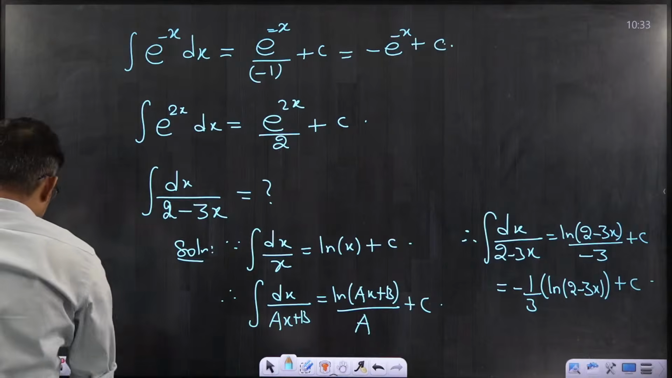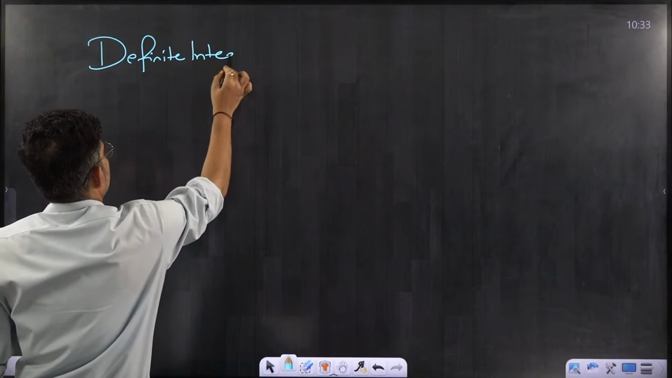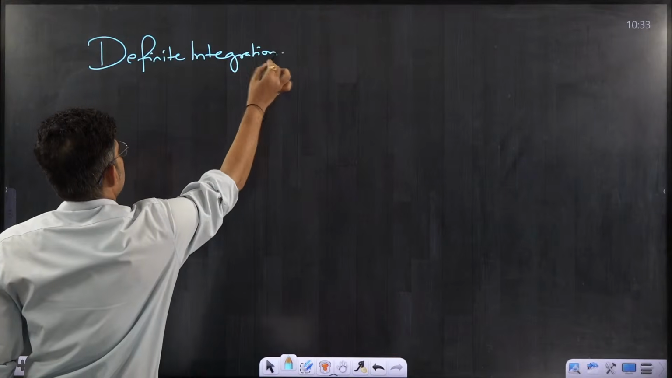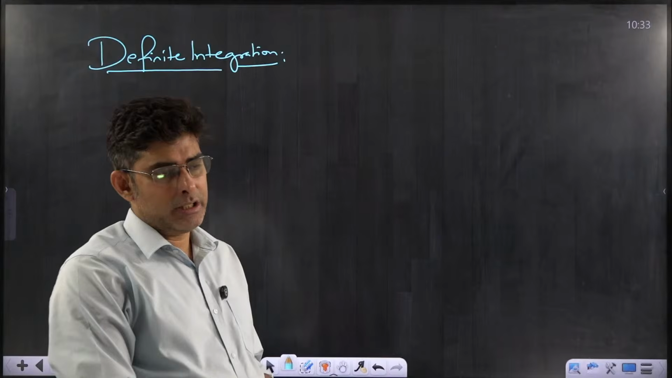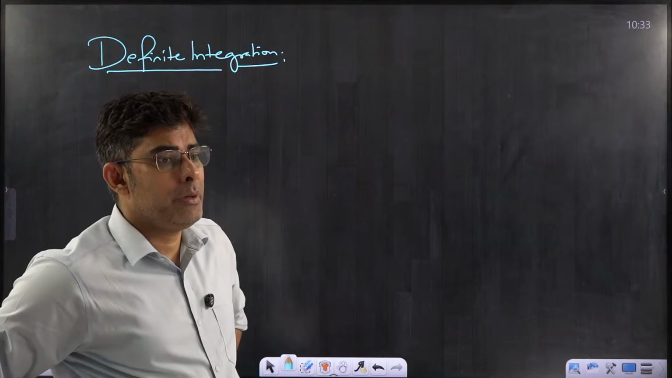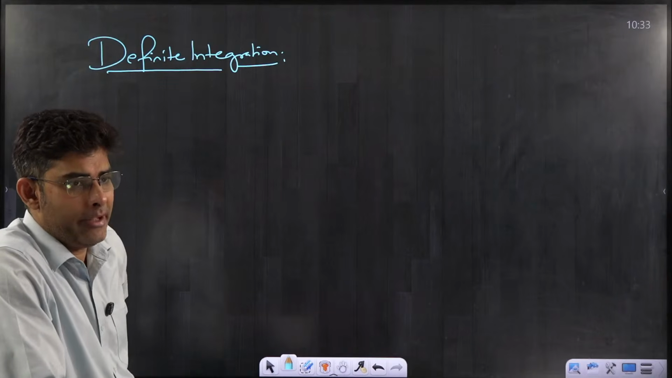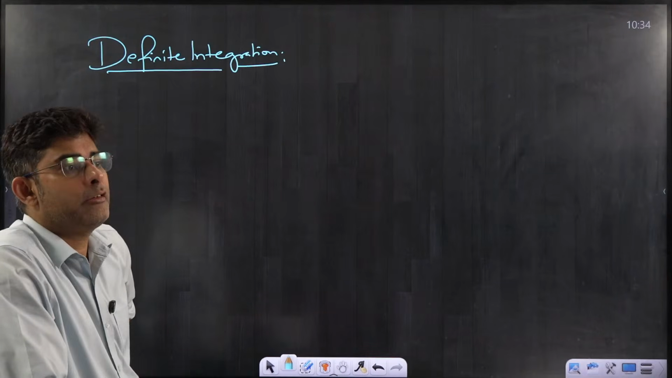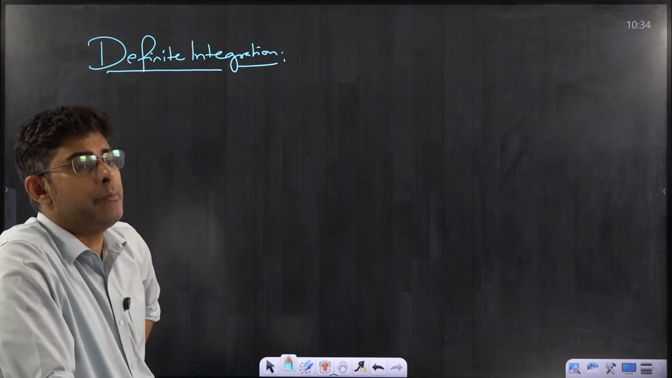So moving to next, what we call definite integration. When you integrate any function in a particular range of values, and you want to integrate in that range of values of x, then you get a fixed value, which is called definite integration. If you are writing indefinite integration, you won't get the complete value.